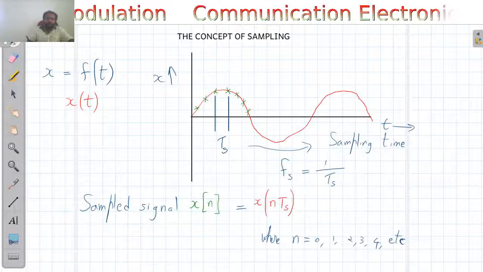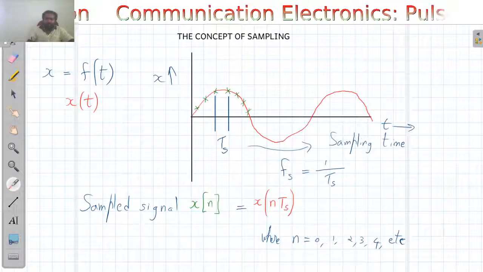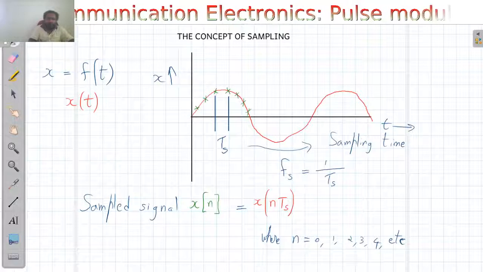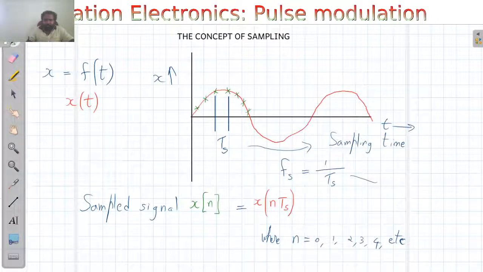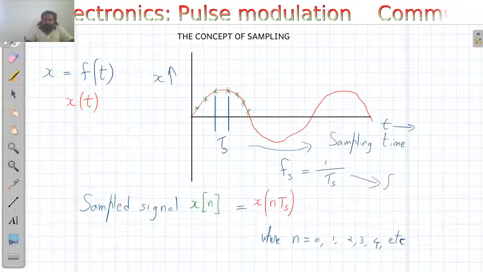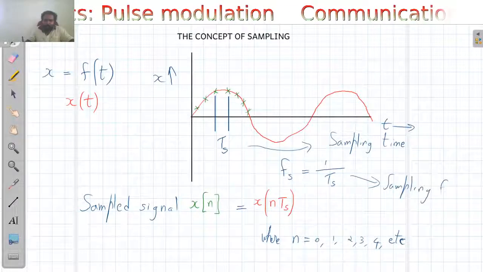You can have a terminology called the sampling frequency, which is defined by the inverse of sampling time. So this is our sampling frequency.